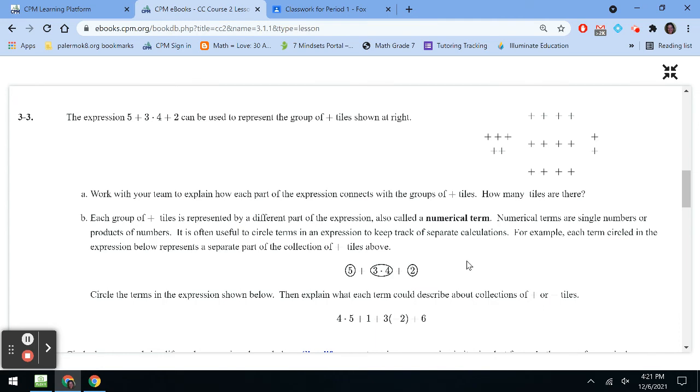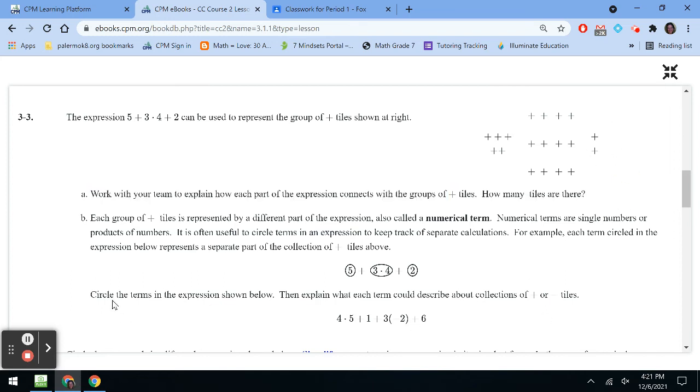However, their definition is numerical terms are single numbers or products of numbers. And remember, a product is the answer to a multiplication problem. It is often useful to circle terms in an expression to keep track of separate calculations. For example, each term circled in the expression below represents a separate part of the collection of integer tiles above. So we have 5, and we have the 5 right here. We have the 3 groups of 4, and then the 2. So again, they circled in that way.